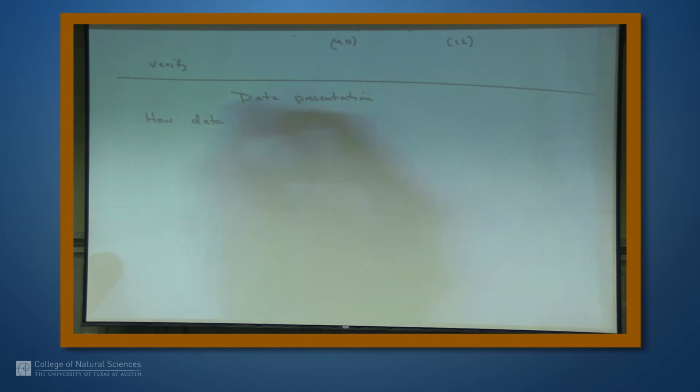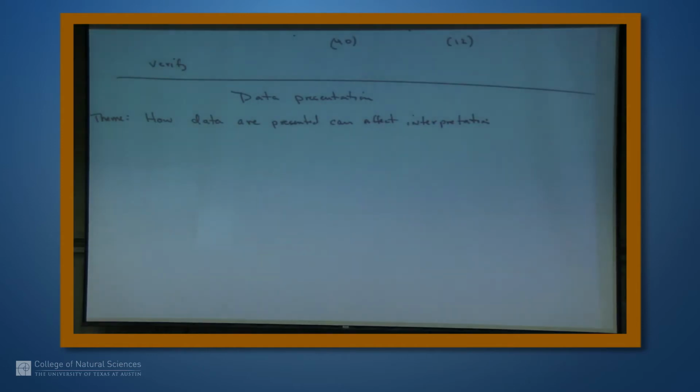So here is the theme. How data are presented can affect interpretation. That's what we're on about. And I got a few examples that we can look at.